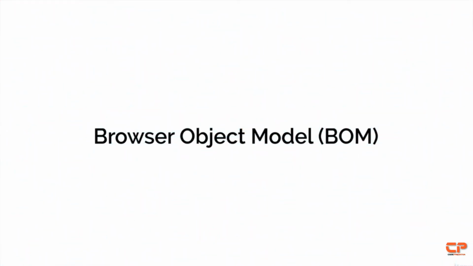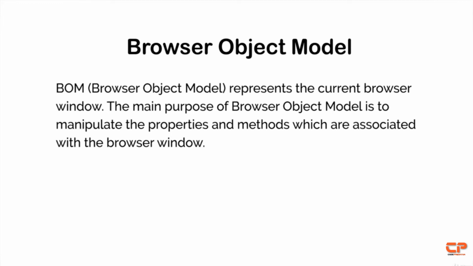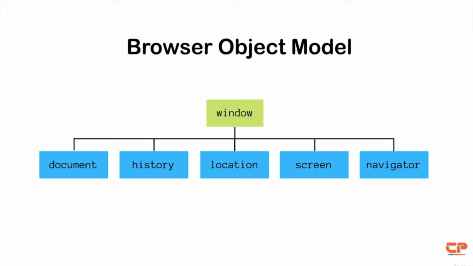Back to JavaScript Playground. In this video, we will learn about Browser Object Model. The Browser Object Model represents the current browser window. The main purpose of Browser Object Model is to manipulate the properties and methods which are associated with the browser window. These are the main objects which are available inside the window object.